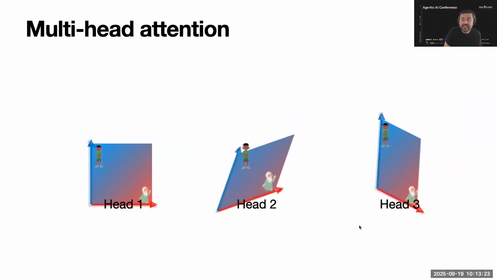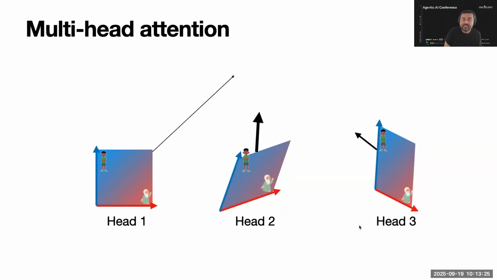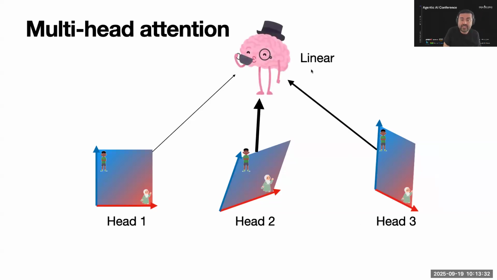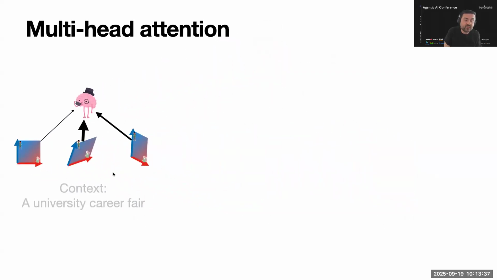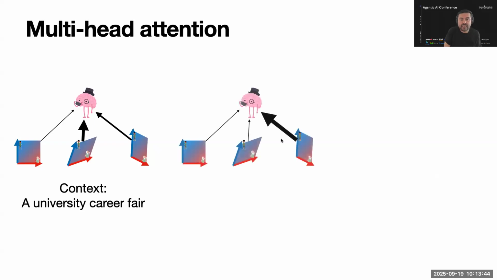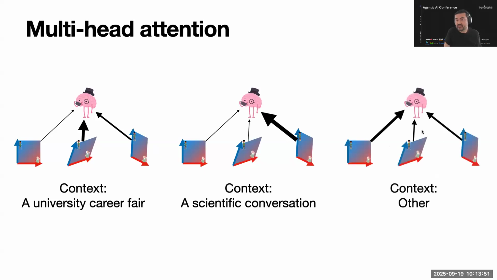So basically, what we have is a lot of key query matrices, and one big head that's going to decide when to use one more than the other based on context. Sometimes, let's say you're at a university career fair, you need math and physics to be more similar, so it puts more attention to this. It puts a bigger vote. Sometimes in a scientific conversation, you need math and physics to be more different. Or in other conversations, you need to combine them. So they have this sort of head thing going on.